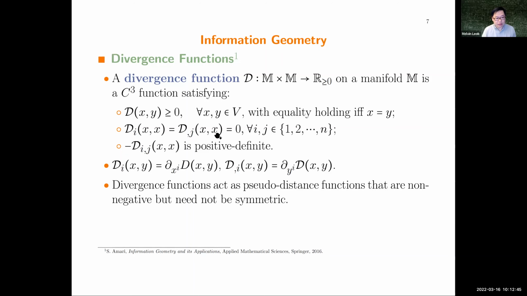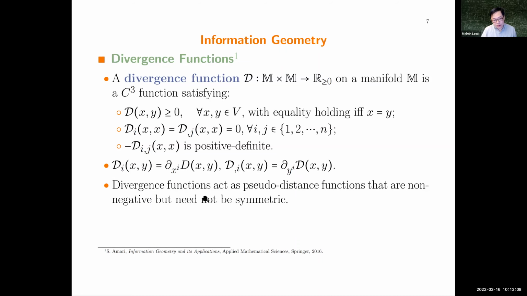So there's some sort of mixed derivative property here when evaluated along the diagonal. And then there's this mixed derivative, which is positive definite. This is going to turn out to be our Riemannian metric. And then there's this, so this is the notation which I sort of alluded to just now.